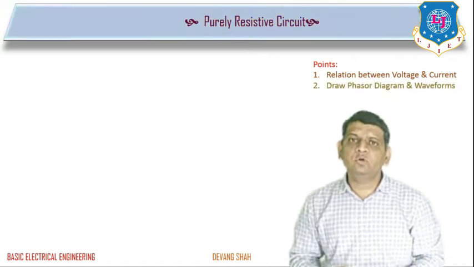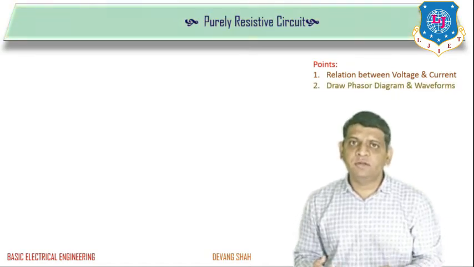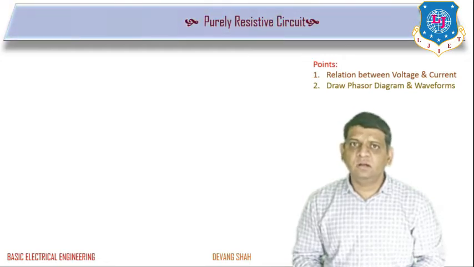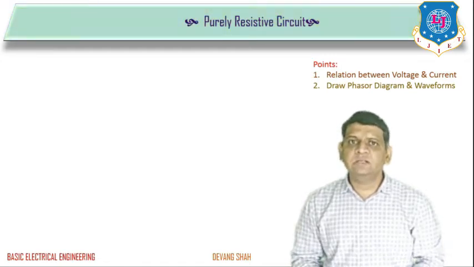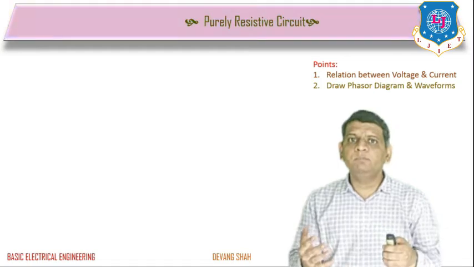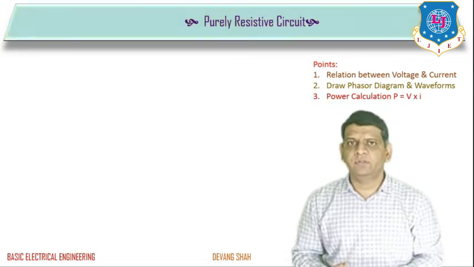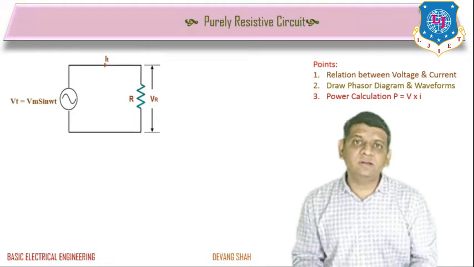In point number two, we have to discuss the phasor diagram and waveform of the AC circuit. And point number three is that we have to calculate the power P, which is equal to V into I. So let's start first with the purely resistive circuit.